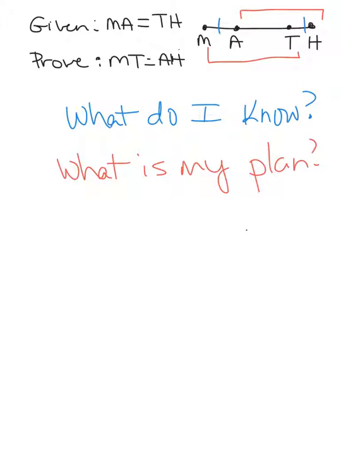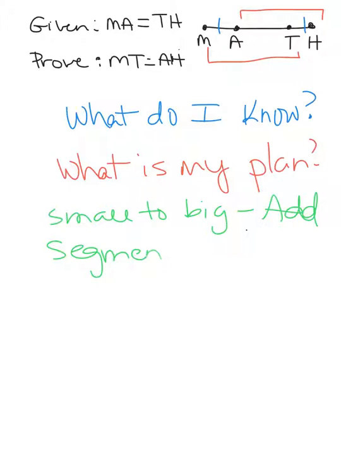When I mark that, there's a couple things that I notice. I notice that I'm going from small segments to big segments. So again, small to big. So I might have to add. Again, anytime we're talking about segments, I could use segment addition postulate. It's always an option that I have to keep in the back of my mind.